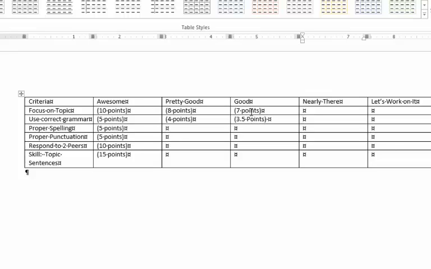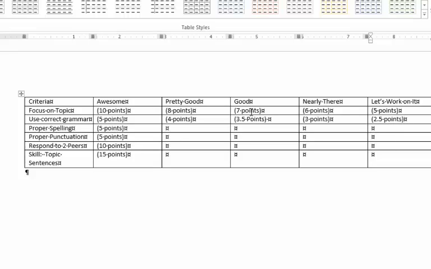And nearly there, this is where they're maybe at that 50-60%. They nearly have it, but not quite. And so let's make it a 60%, which would give us 6 points. And this would be 3 points. And again, you fill out the rest. And let's work on it. Let's make this a 50%, because if they've turned it in, the worst they're going to make is 50%. So 5 points and 2.5 points.